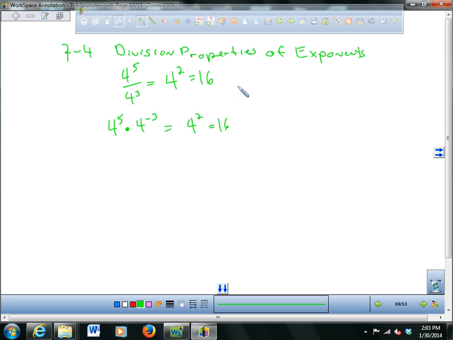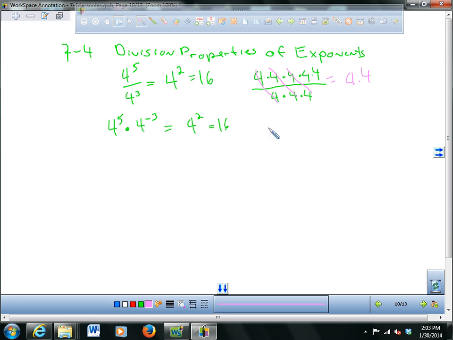Another way to think about this is there's five 4s on the top: 4 times 4 times 4 times 4 times 4, right? And how many 4s do I have on the bottom? 3 4s. That just means there's three 4s on the bottom. It doesn't mean there's negative 3 4s. How many of those 4s would cancel out? 3. Right? This goes away, this goes away, this goes away. So what I end up with is 4 times 4. So essentially what I did is I took the number of 4s on the top and subtracted the number of 4s on the bottom, and I end up with 4 to the 2nd power, which is 16.